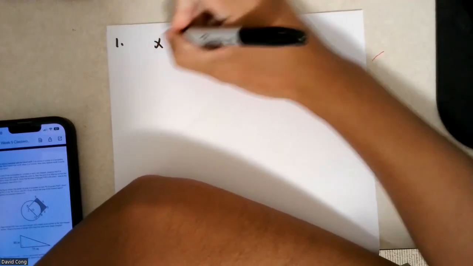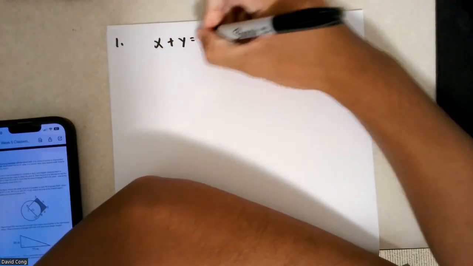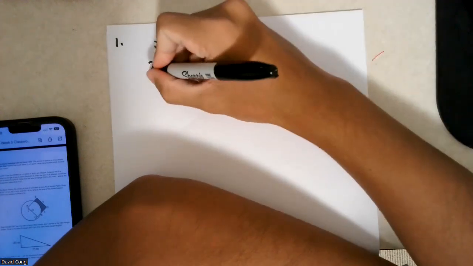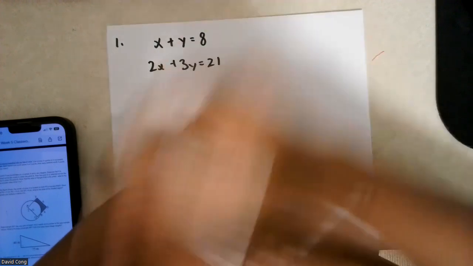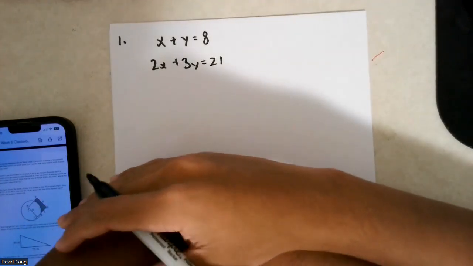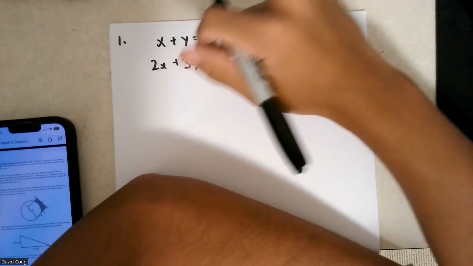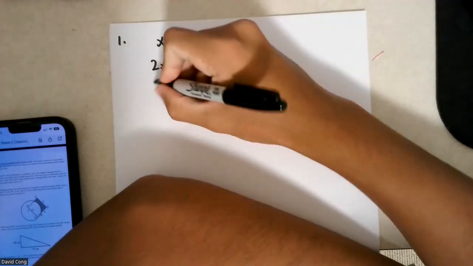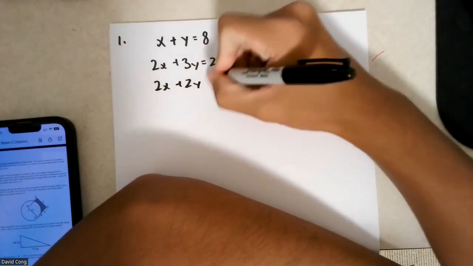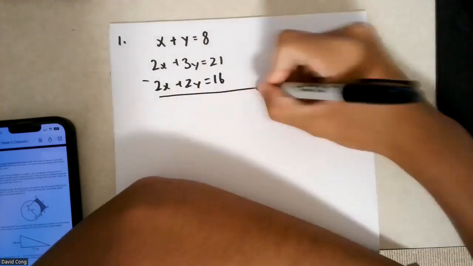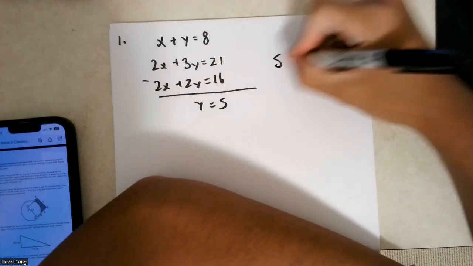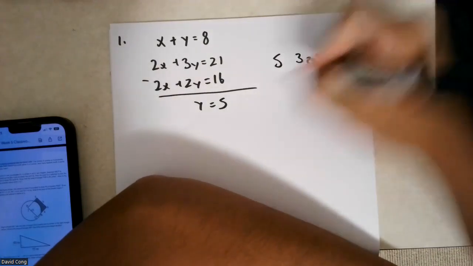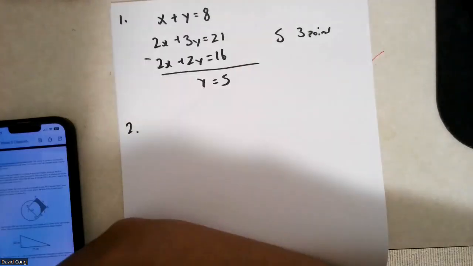So we know he takes 8 shots. Let's just set up the system of equations. What does this tell us? That he made 8 shots and 21 points in total. Let's double this to get 2x plus 2y equals 16. Subtract, y equals 5. What does this tell us? He made 5 3-pointers. We wrote so little, so I'm going to just do 2 right here.